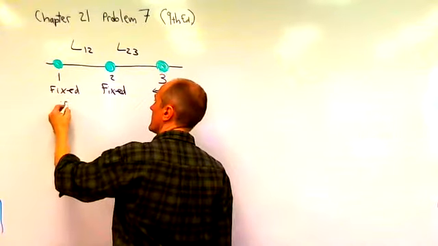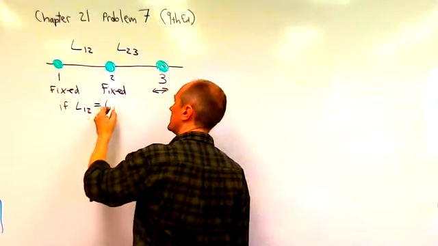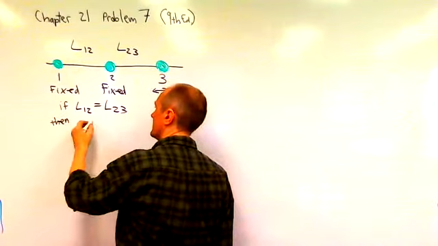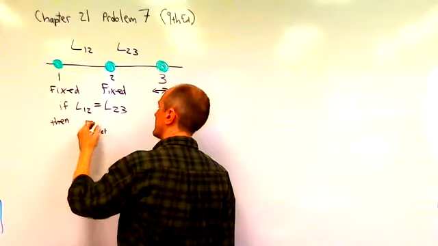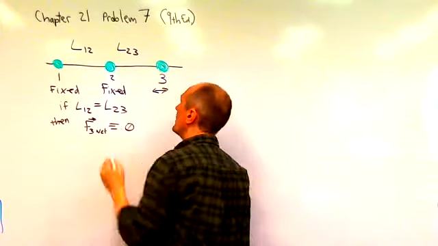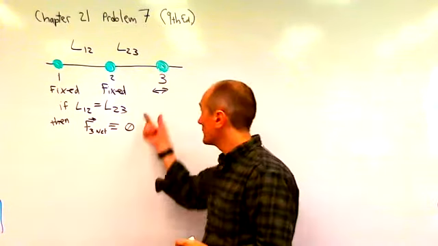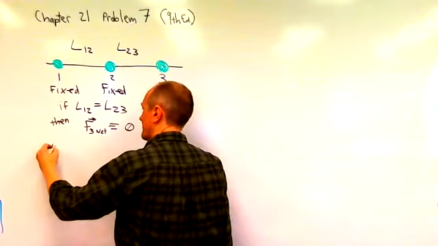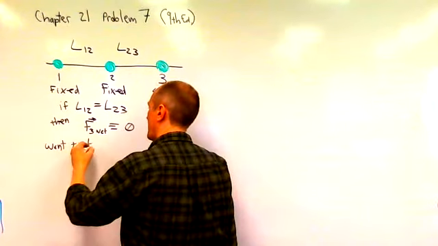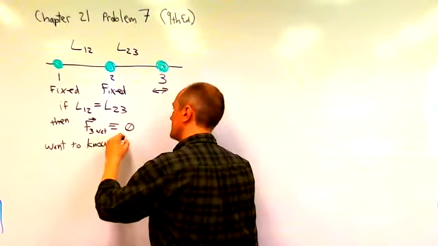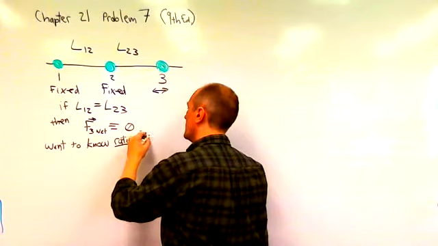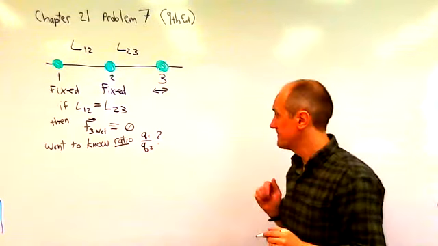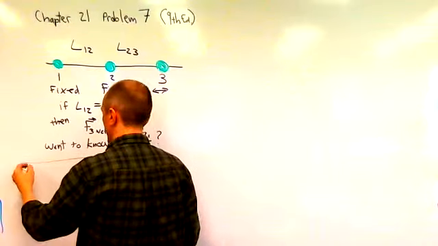And we're told that if these two distances are the same, then there's no net force on particle 3. So in other words, it won't move when it's in that position. So what we want to know is the ratio of these two charges.